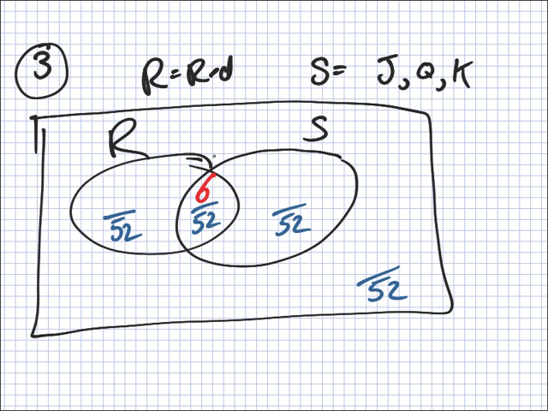You do need to know your cards for maths class. How many red cards are there altogether? 26. And we've already accounted for six of them. So what goes here? 20. How many Jack, Queen, Kings are there? 12. And we've already accounted for six of them. So right now, what am I on? 32? So what's here? 20.